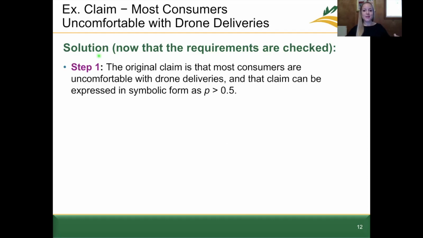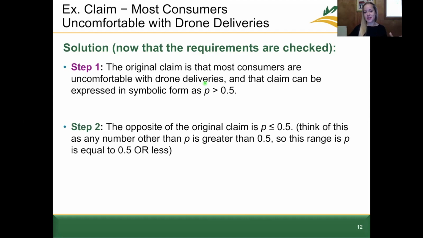Step number 1 was to make our original claim into symbolic notation. Our original claim here is that most consumers are uncomfortable with drone deliveries. In symbolic notation here, that's a p-value or a population proportion value that is greater than 0.5. It's not going to be equal to 0.5 because we want to know if most consumers are uncomfortable with drone deliveries. So p is not going to equal 0.5 for our claim here. p has to be greater than 0.5.